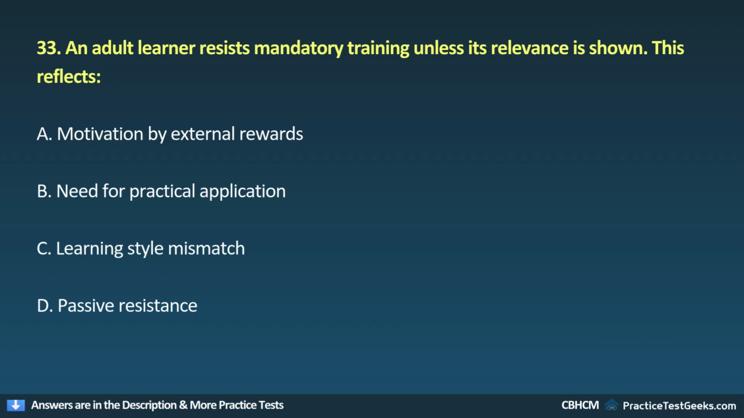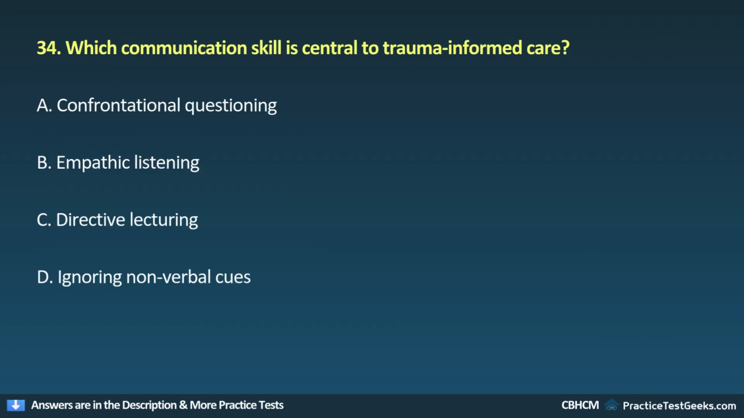33. An adult learner resists mandatory training unless its relevance is shown. This reflects A. Motivation by external rewards. B. Need for practical application. C. Learning style mismatch. D. Passive resistance.